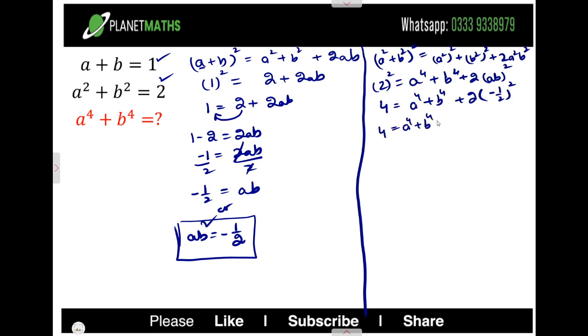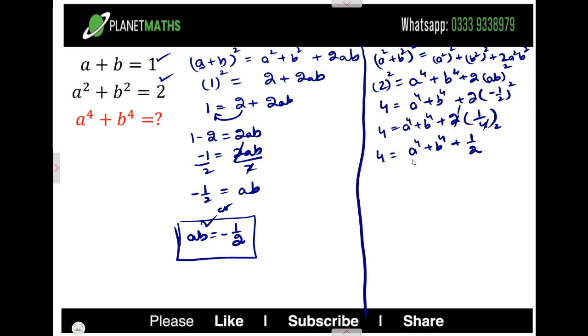So 4 is equal to a4 plus b4 plus 2 times (minus 1 over 2) whole square. Now the square of minus 1 is equal to 1, square of 2 is 4. 2 ones are 2, 2 twos are 4. So 4 is equal to a4 plus b4 plus 1 over 2.